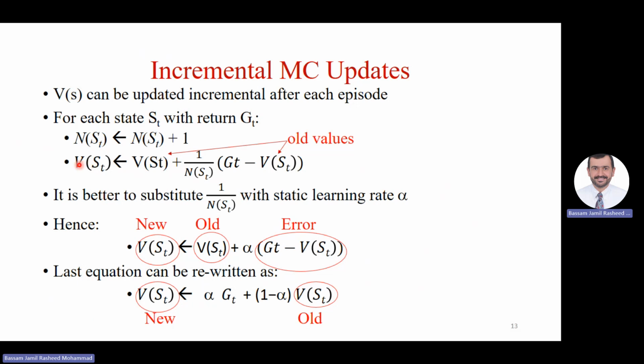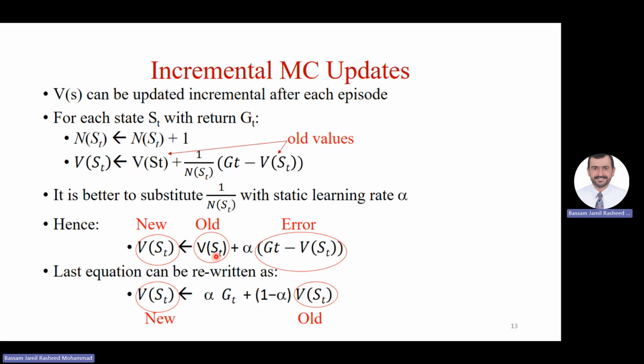In this case, the updated state value equals the old value plus 1 over N(St), the number of times St is visited, times (Gt minus V(St)). All right, and now we can approximate this. We can replace this 1 over N(St), which is the counter for how many visits, by alpha, where alpha is the learning rate, and this becomes a much cleaner equation.